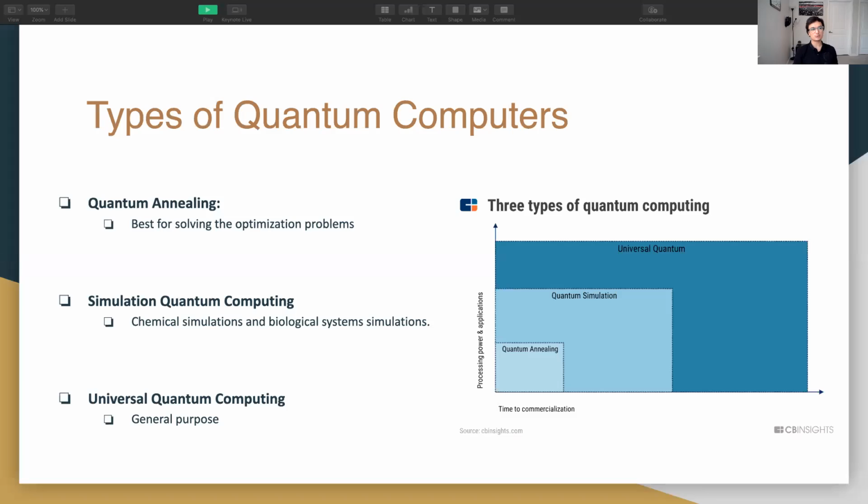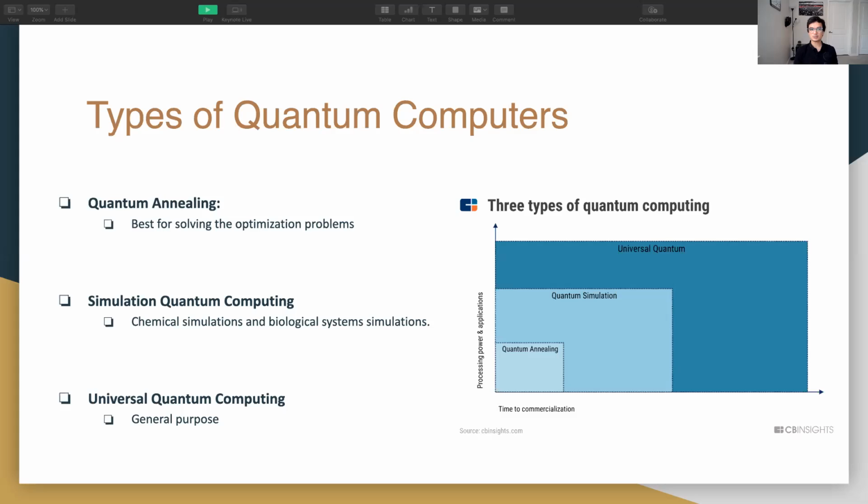First one are the types of the quantum computers. Currently the quantum computers are categorized into three different types. The first one is quantum annealing. These are the most restrictive form of the quantum computers, and these are best if we want to solve one specific function or one specific problem. These are easiest to build. A company like D-Wave has implemented the quantum annealing computers, and right now these are best for solving the optimization problems.